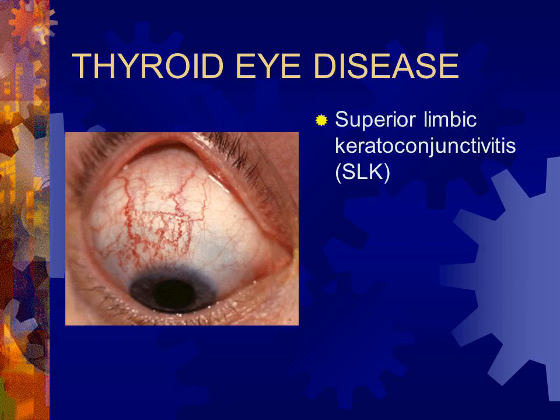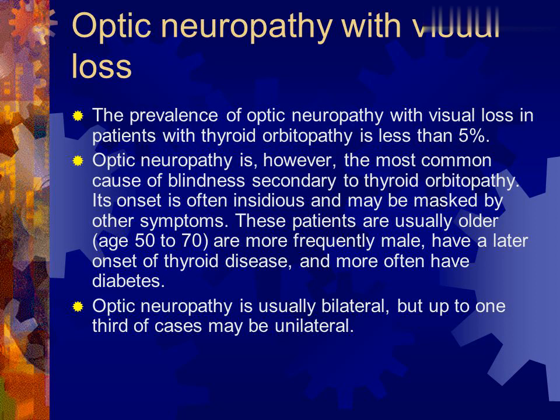Thyroid eye disease: superior limbic keratoconjunctivitis, SLK. Optic neuropathy with visual loss. The prevalence of optic neuropathy with visual loss in patients with thyroid orbitopathy is less than 5%. Optic neuropathy is, however, the most common cause of blindness secondary to thyroid orbitopathy. Its onset is often insidious and may be masked by other symptoms.